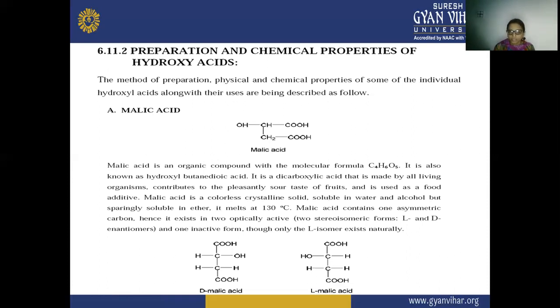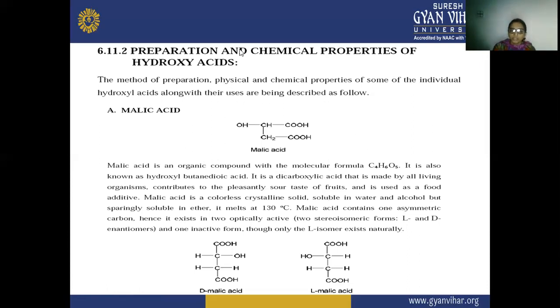This malic acid is an organic compound having the molecular formula C4H6O5. C4 because there are four carbon atoms, H6 hydrogens, and 5 oxygens. So this is the molecular formula of malic acid, C4H6O5. It is also known as hydroxybutanedioic acid.